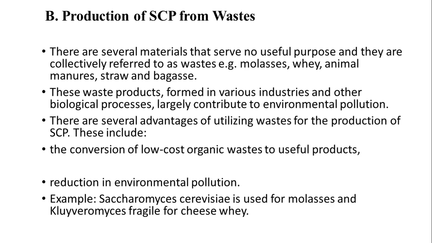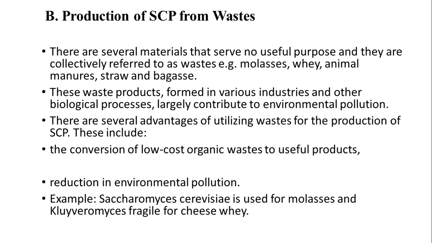The next category of raw materials for SCP production after the high energy sources is production from waste. Molasses, whey, animal waste, straw, and bagasse are sources of waste material. These waste products from various industries, biological processes, and agricultural sectors largely contribute to environmental pollution. There are several merits of using waste for SCP production, including first, the conversion of low cost organic waste, and second, reduced environmental pollution. It is a very important merit.